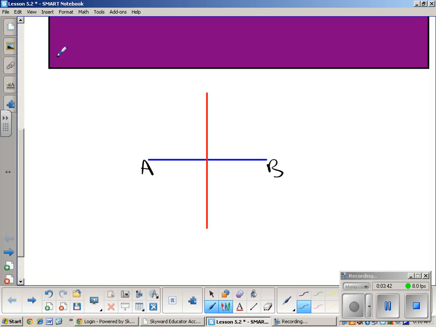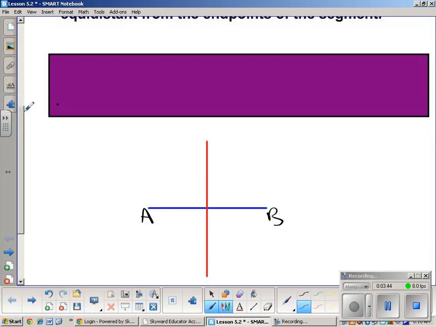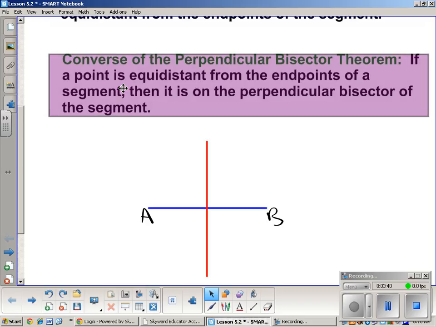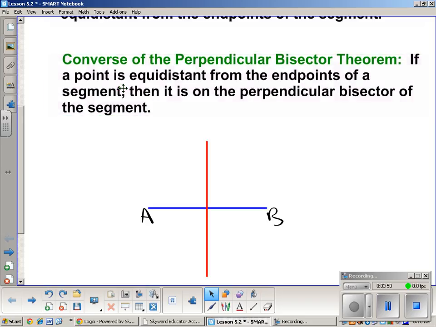And let's look at the second one here. The converse of the perpendicular bisector theorem. I'll pause, let you copy that down, and we'll talk. Okay, the converse of the perpendicular bisector theorem says if a point is equidistant from the endpoints of a segment, then the point is on the perpendicular bisector of the segment.